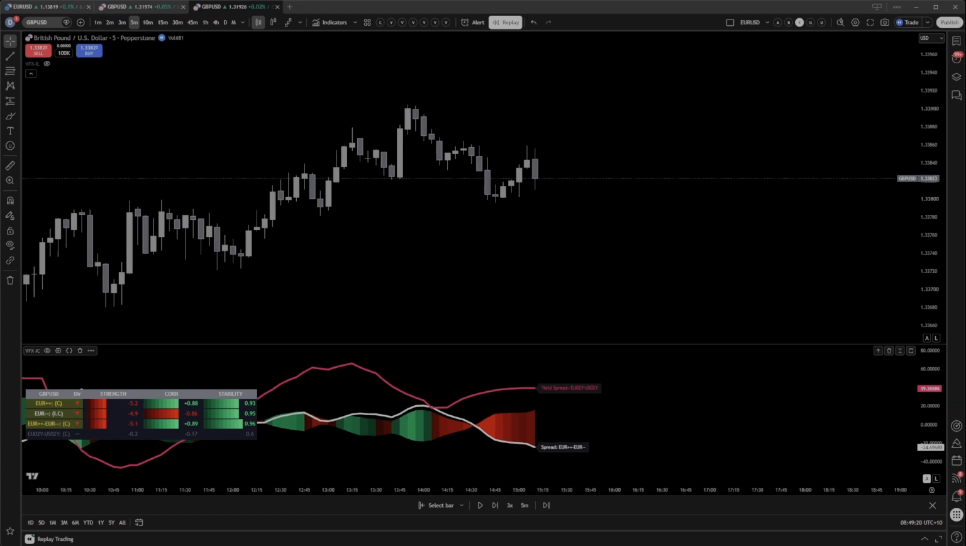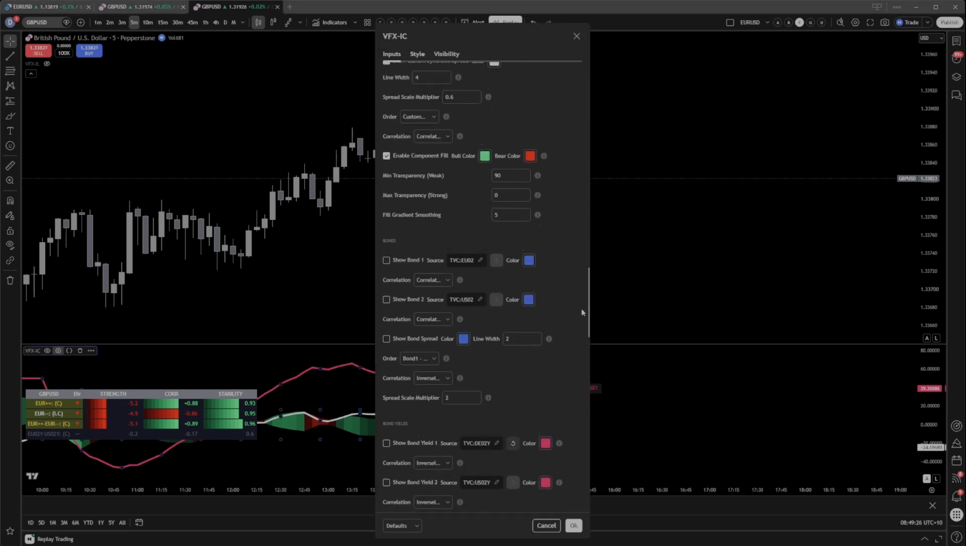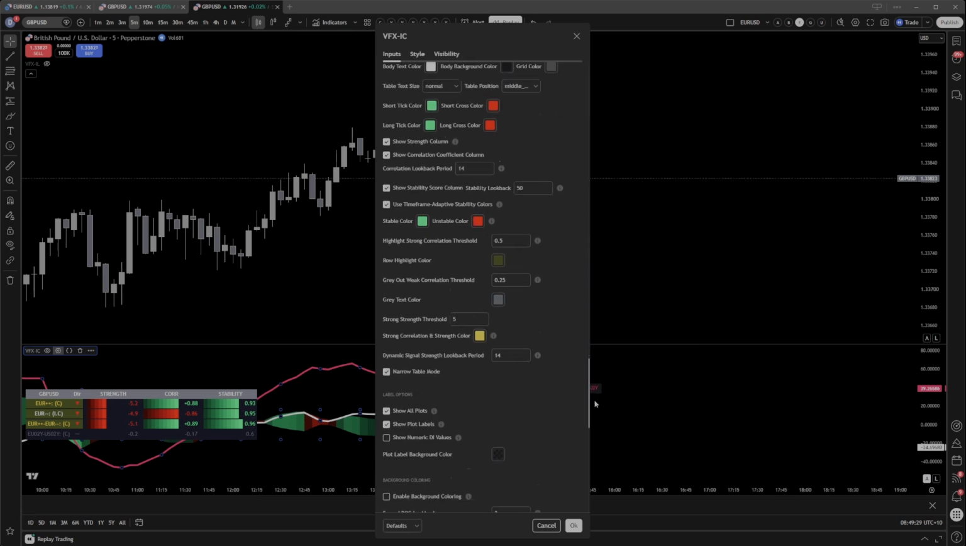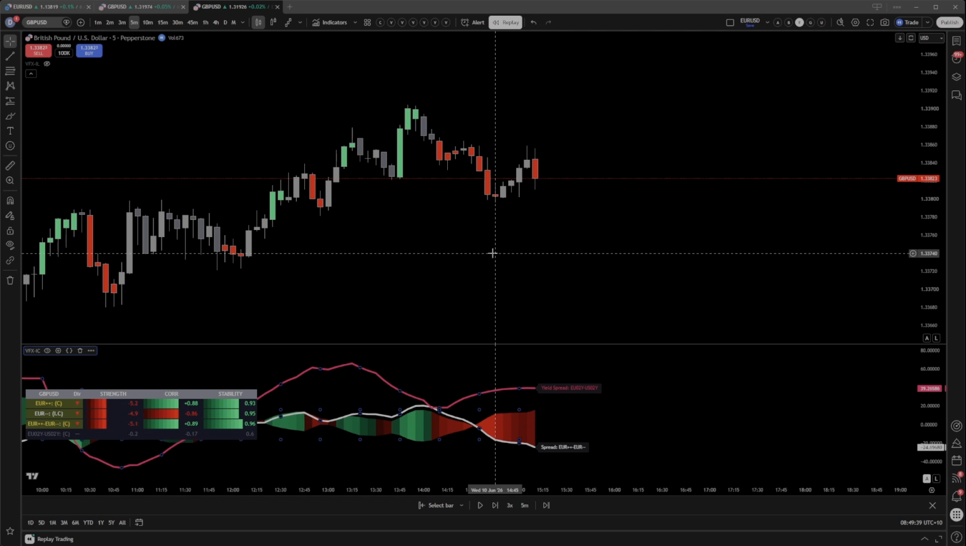So to turn on candle coloring, come to settings, the indicator. We'll scroll down. And down the bottom, you'll see this option, enable candle coloring. I'll switch that on. Select OK. Let the indicator regenerate and we will get this displayed.